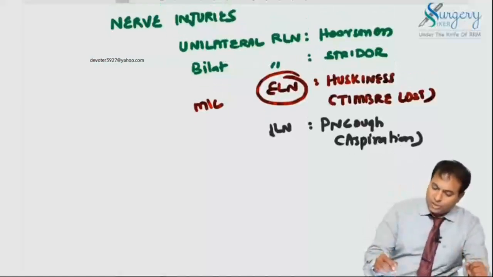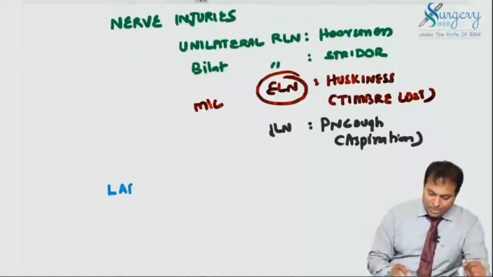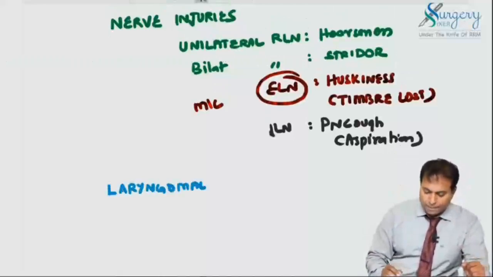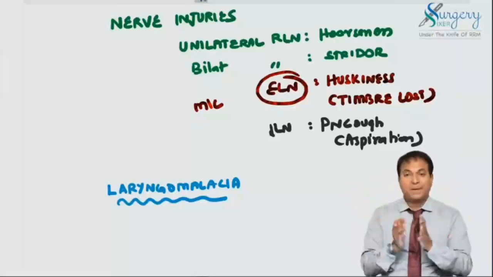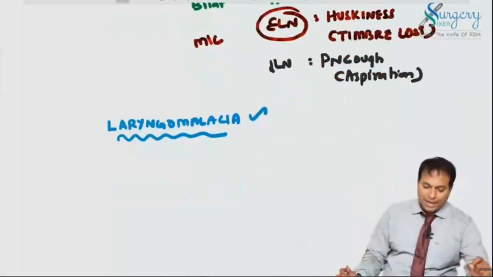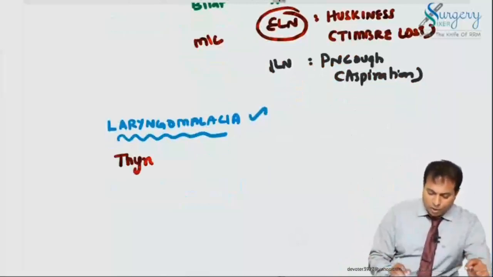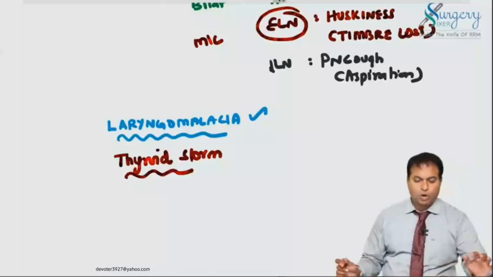So what are the other complications you can see? Other interesting complications are laryngomalacia. What is it? After you remove such a huge thyroid gland, suddenly the trachea will collapse and the larynx will collapse and the patient will develop respiratory distress. That is known as laryngomalacia. It is one complication. Thyroid storm can happen if you are operating on toxicosis patients.